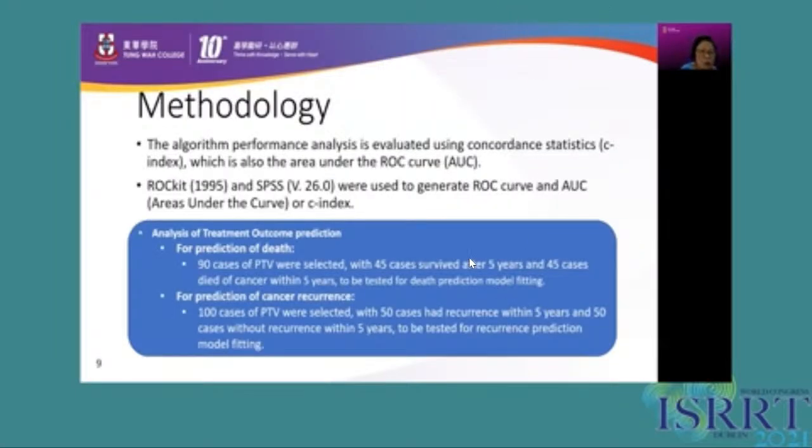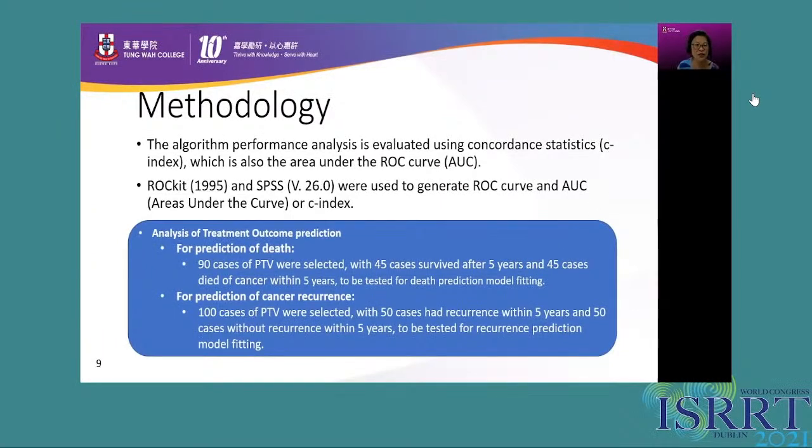The algorithm performance analysis is evaluated using concordance statistics, C-index, which is also the area under the ROC curve. ROCKET and SPSS were used to generate the ROC and AUC, or the C-index.